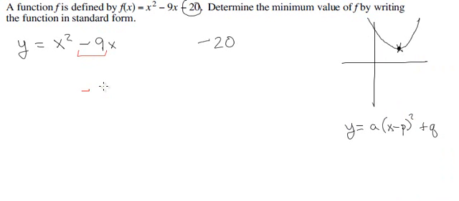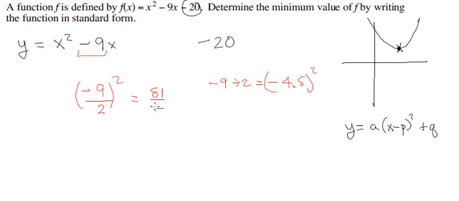So starting with -9 divided by 2, easy enough, that's 9 over 2, or 4.5 if you prefer decimal form. Actually, you know what? I'll do both ways. -9 divided by 2 makes -4.5. Then you square this, or you square this, and you get either 81 over 4, or you get 20.25.